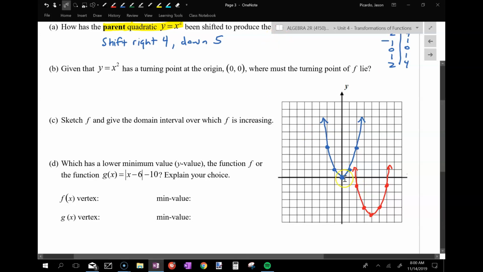Well, it started at 0, 0. I shifted it to the right 4 and down 5. So where did it go? 4, -5. Yeah. So my turning point shifted from 0, 0 to add 4 and subtract 5. So now it's at 4, -5.